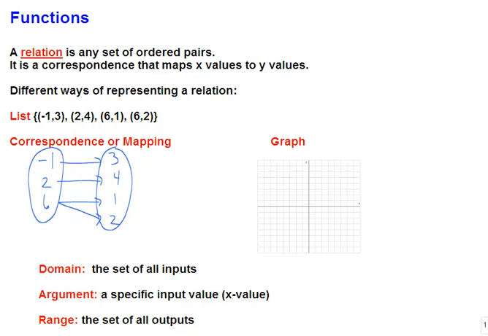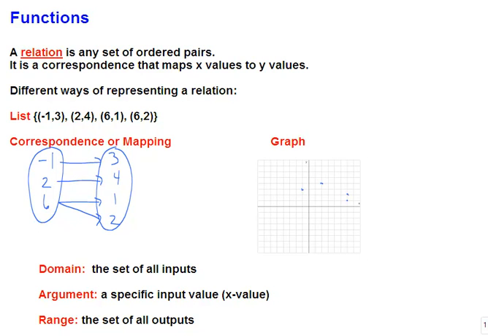The last way that you often see a relation listed is as a graph, and this would just map your ordered pairs into points on a coordinate axis. So -1 comma 3, we would just go -1 for x, up 3 for y, and put our dot. 2 comma 4, over 2 up 4, and then 6 comma 1, and 6 comma 2. So you just get a set of dots. So this is what our relation would be, either a list, a mapping, or a graph.